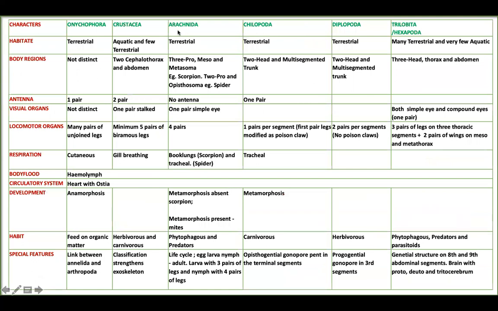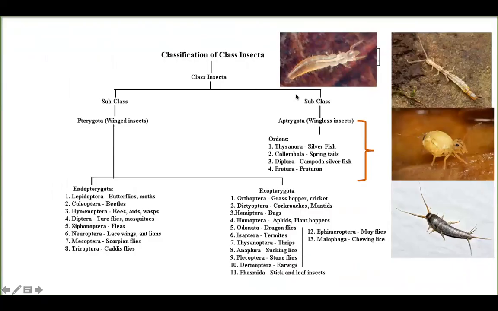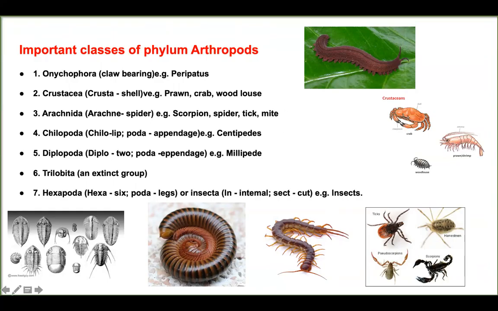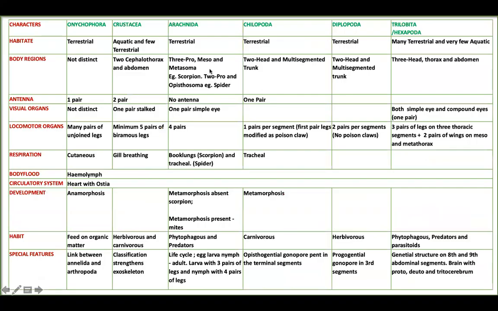And coming to the Arachnida, Arachnida has three segments: pro, meso, and metasoma. Here you can see in the scorpion, pro, meso, and metasoma. Examples are spiders, scorpions, ticks and mites.